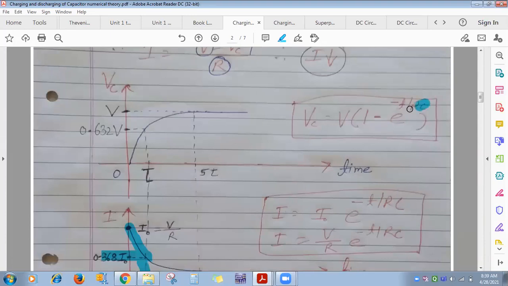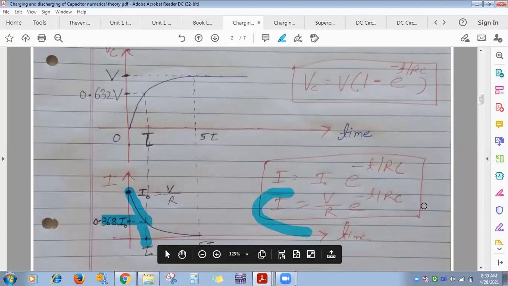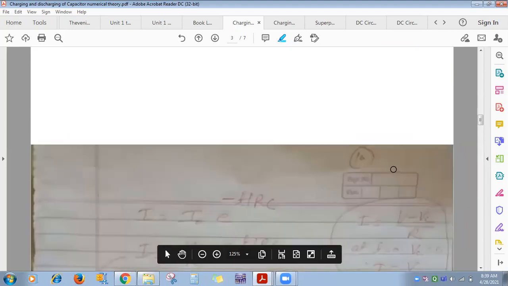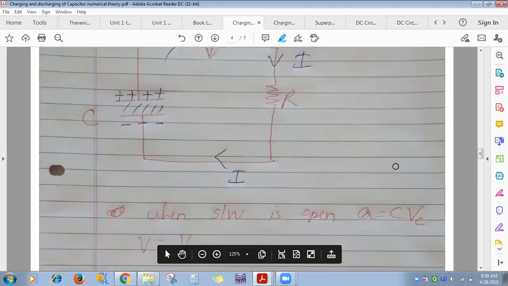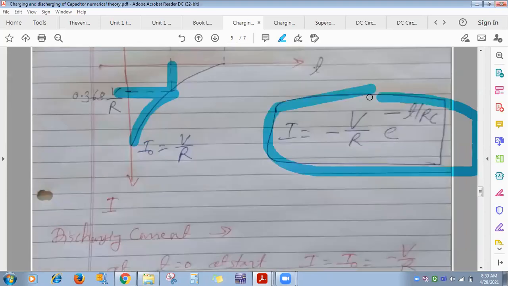R given, C given, supply voltage is given, and what will be the voltage across the capacitor after 2 seconds, after 3 seconds, and what is the current flowing through the circuit at start, during charging, during discharging, isn't it? Plus minus, that also you keep in your mind. For current during charging it is plus, during discharging it is minus. Options are given in terms of plus and minus also, isn't it? So this is about charging and discharging.